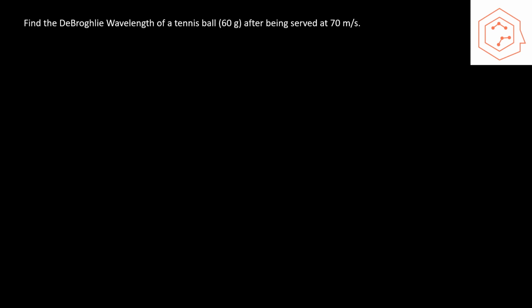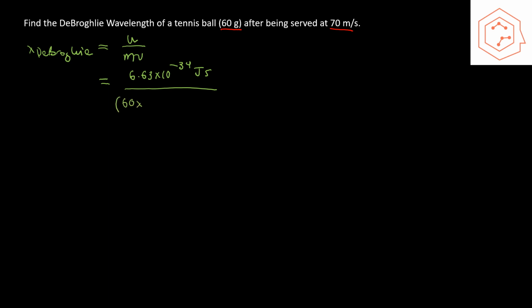So now a question, we're asked to find the de Broglie wavelength of a tennis ball weighing 60 grams after being served at 70 meters per second. So we know that our equation for the de Broglie wavelength is equal to Planck's constant divided by the mass and velocity of the object. We're given all this information, so we can instantly plug in. So we have 6.63 times 10 to the negative 34 joule seconds being divided by the mass of the tennis ball, but we want to stay in SI units, so we're going to convert it to kilograms. 60 times 10 to the negative 3 kilograms multiplied by the speed of 70 meters per second.